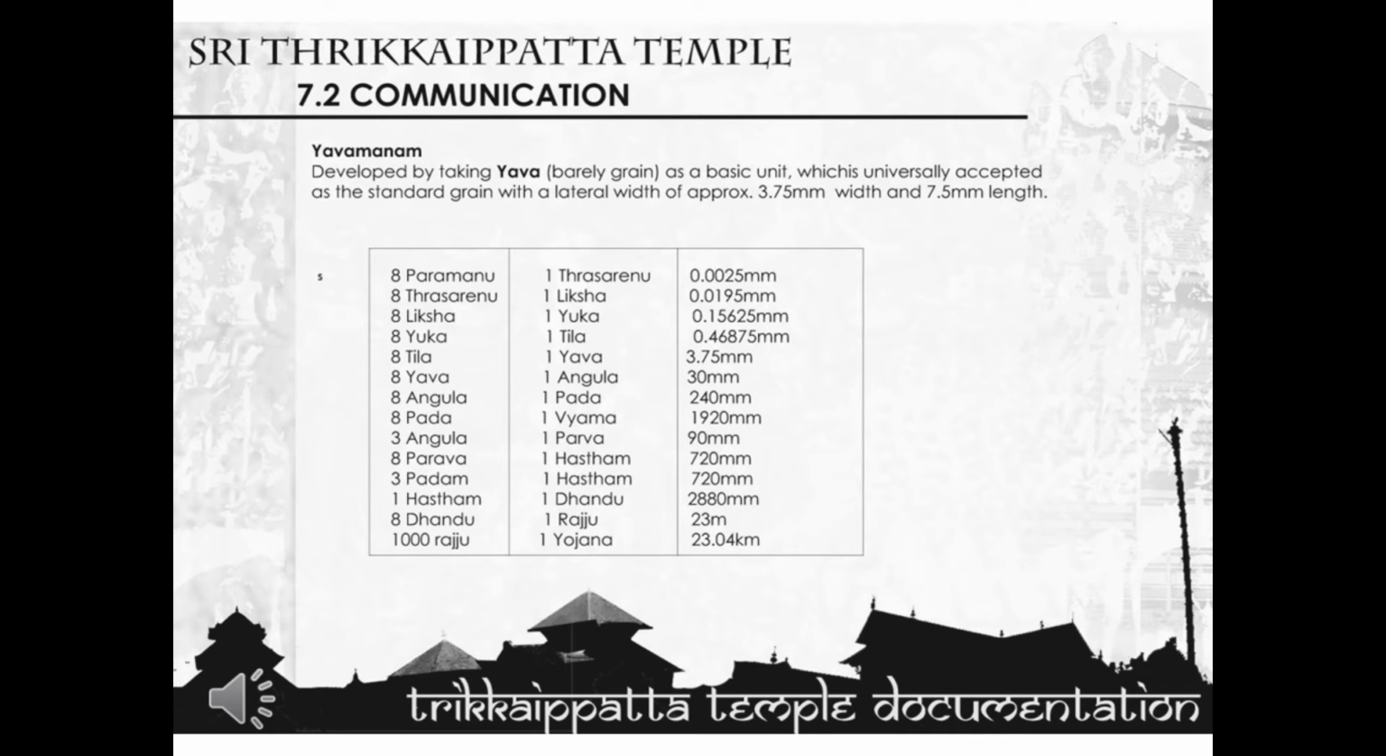Yavamana. It is developed by taking Yava, that is barley grain, as a basic unit, which is universally accepted as a standard grain with a lateral width of approximately 3.75 mm and a length of 7.5 mm.